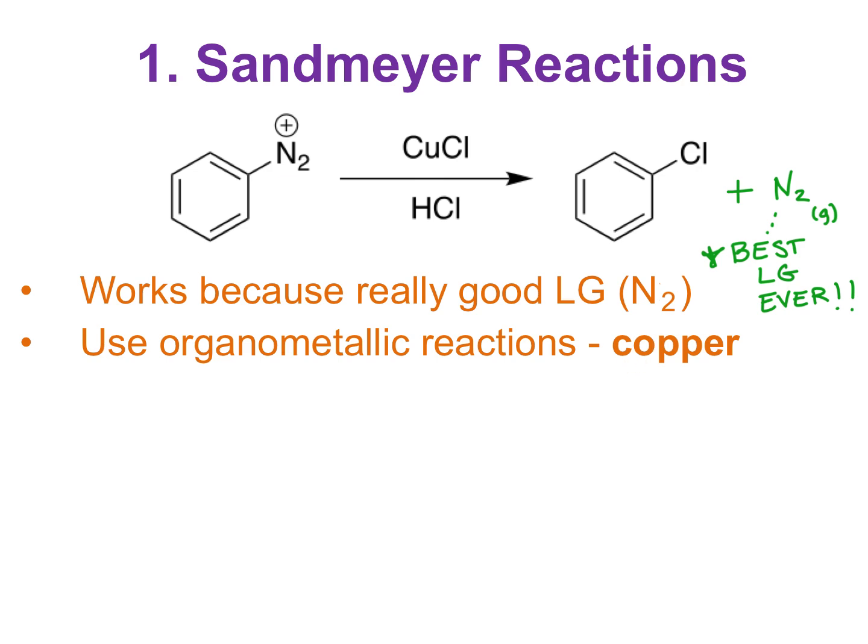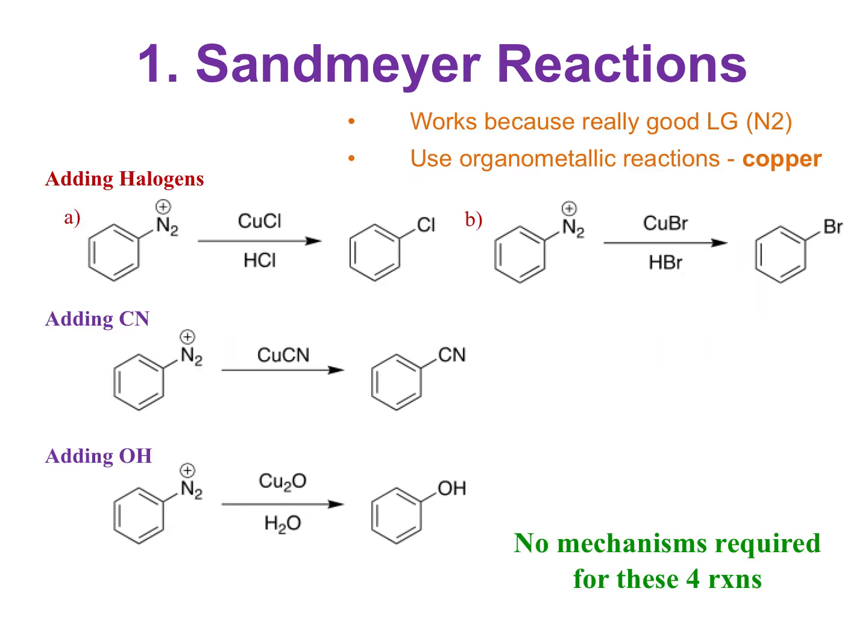So let's look at the examples that we need to know for the Sandmeyer reactions. All right, so here are all the reactions. If you look, there's 4. They all have this N2+ as the starting material, and they all have copper, but we're adding different things. The nice thing about this is if you know the product, you can almost guess what the reagents are going to be because they're really similar.